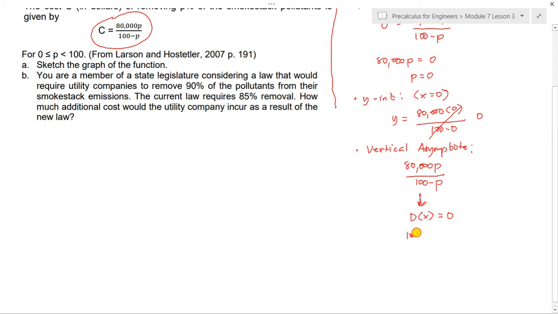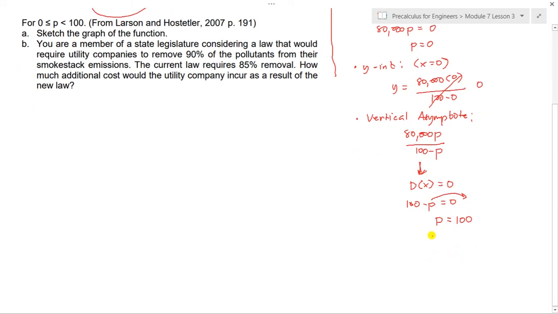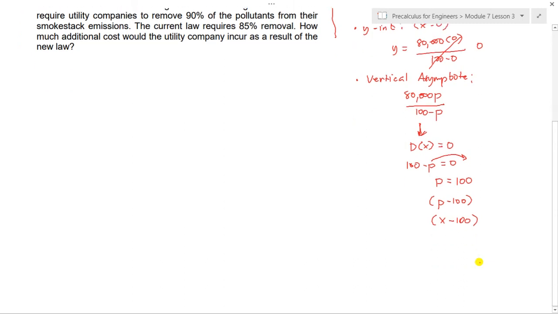That is 100 minus P equals 0. Solve for P, so we can transpose P on the other side so that we can have P is equals to 100. So that value would serve as the vertical asymptote. So meaning, the equation of our vertical asymptote in terms of P is P minus 100. Or in terms of X, that is X minus 100 sa atong pag-graph unya pohon sa online. Okay. So, mano siya ang atong vertical asymptote.